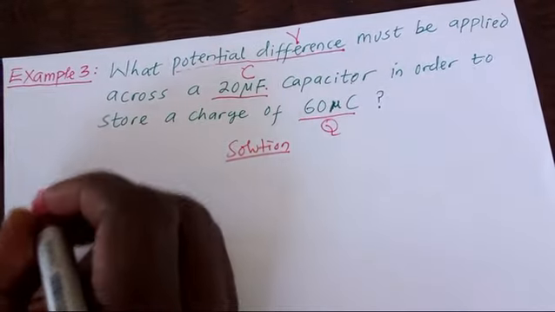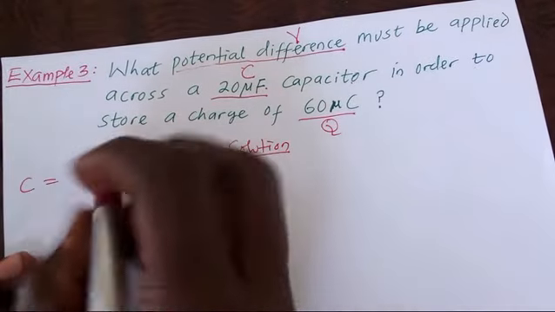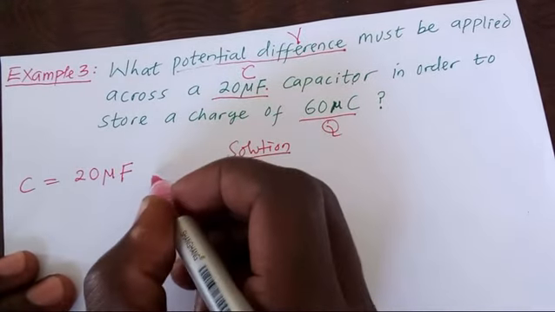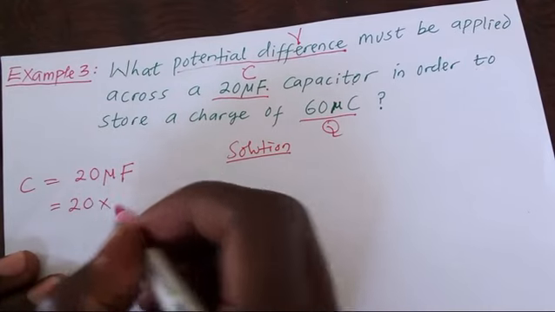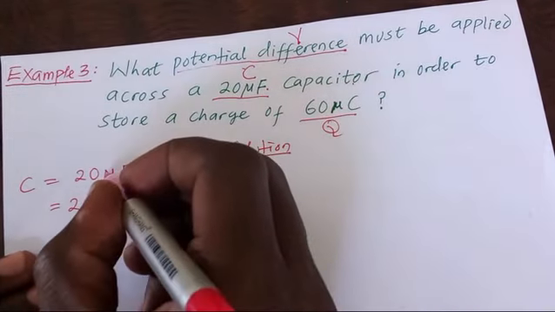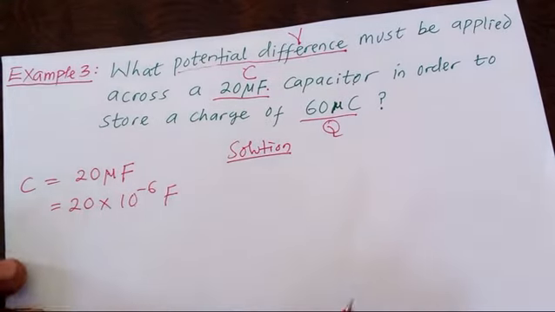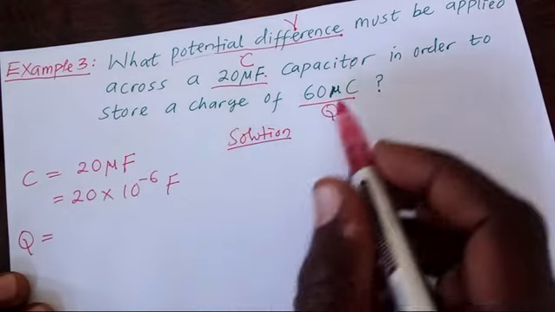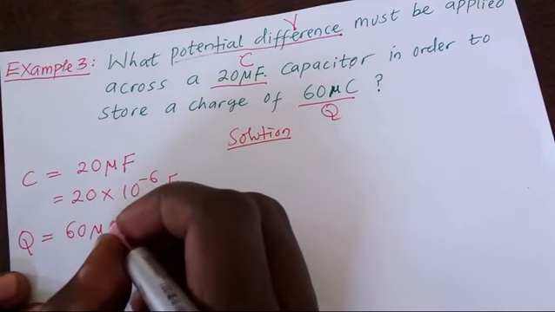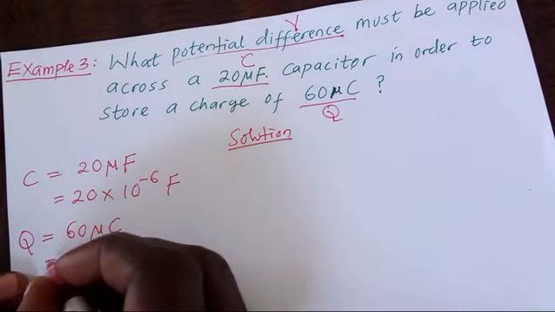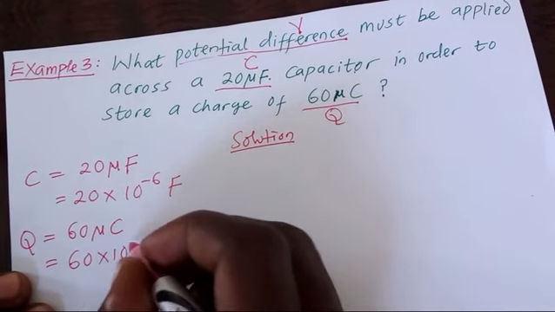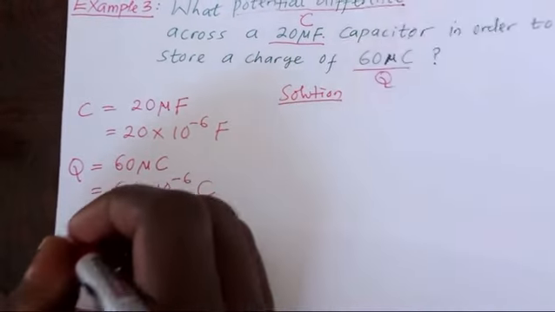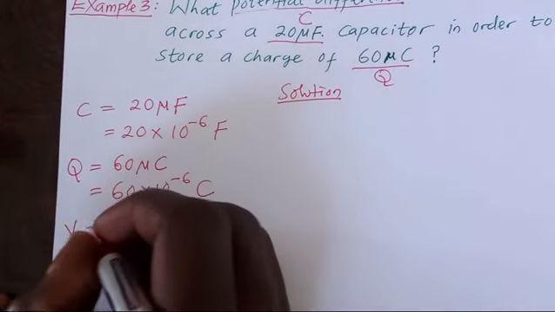We are given C. Our C is 20 microfarad. Then remember this 20 microfarad, we can change it to 20 times 10 to the power of minus 6 farad. The micro here is times 10 to the power of minus 6. Okay, next our charge Q is 60 microcoulomb. Again, this one we can change to 60 times 10 raised to the power of minus 6 coulomb. Okay. Our target variable, bring our target variable. V is our target variable.